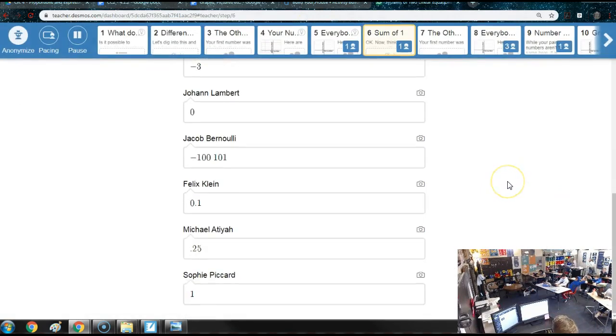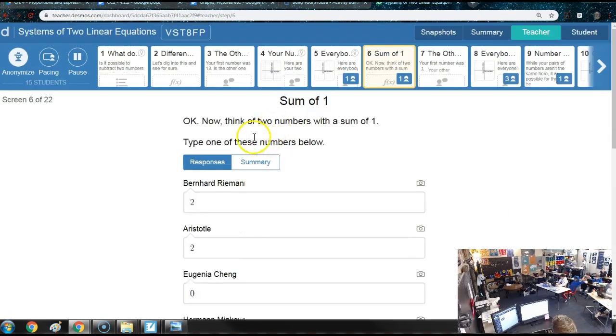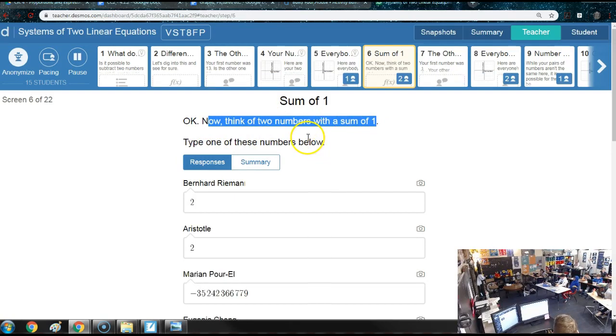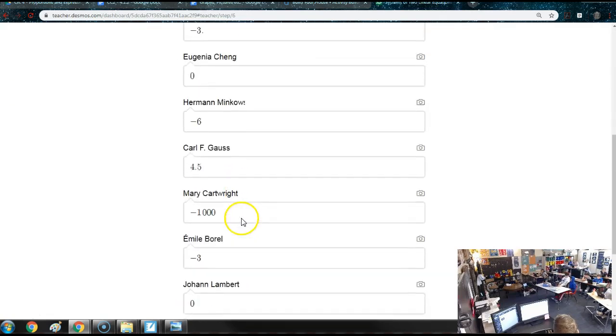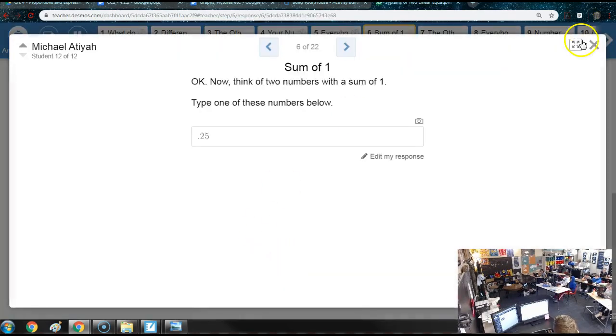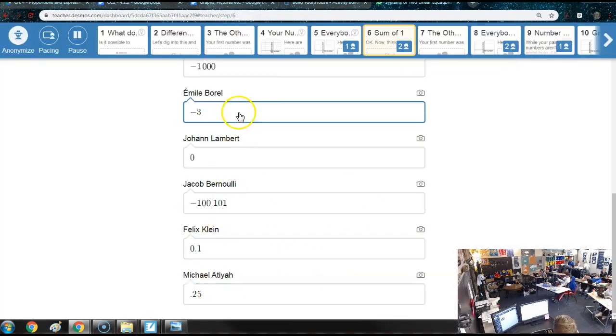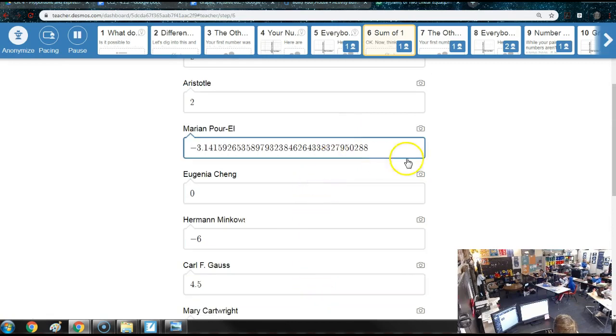So get creative here. I like that some people already are. Think of two numbers with a sum of 1. There's a lot of them. Now, I get that people are being creative in a ridiculous manner, but if we're going to graph these things, these are actually more useful. So like 0.25, 0.1, 0, -3, those are way more useful than -1,000, because we're just not going to be able to graph that. Depending on what your second number is, you're not going to be able to graph that.